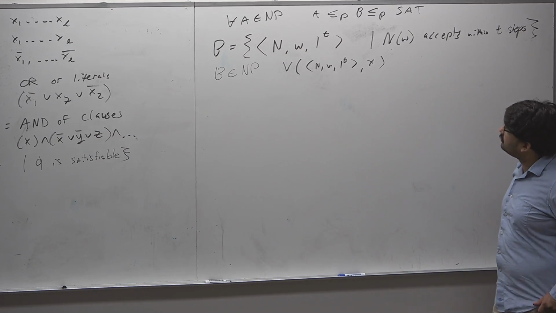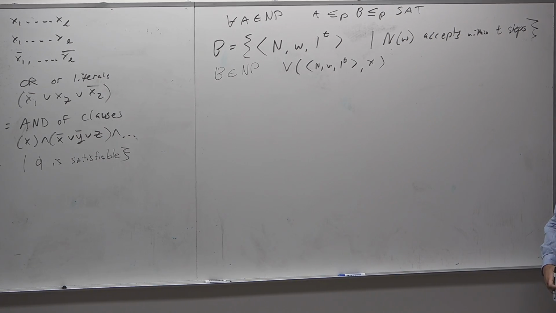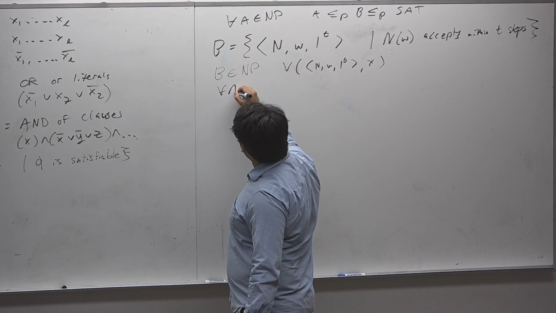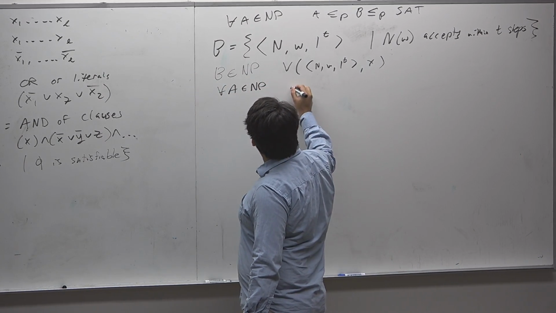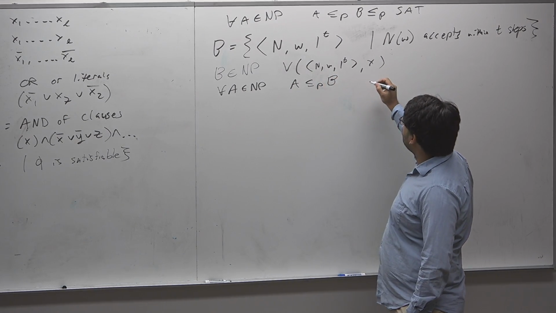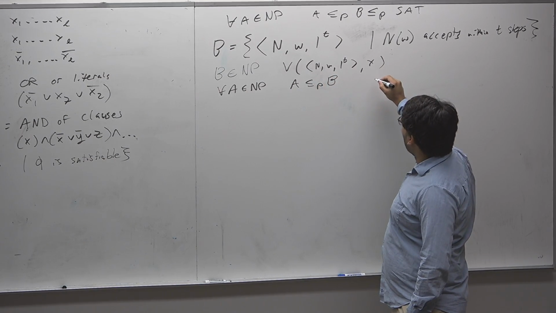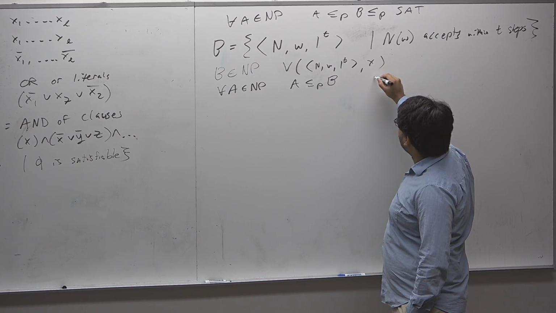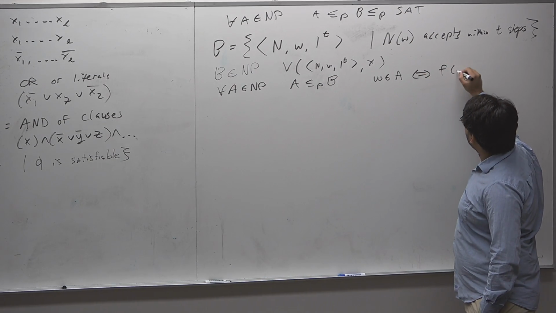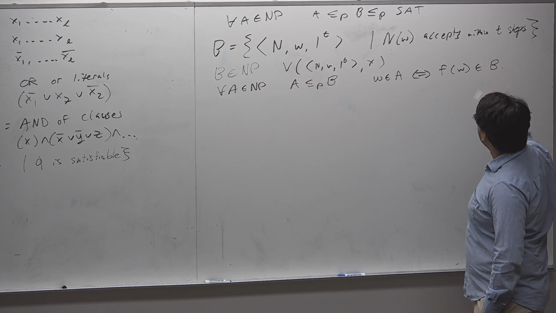In fact, it may surprise you that B is NP complete, right? We've proven B is in NP, so let's prove B is NP hard. How do we prove it? For all A in NP, there's a polynomial time reduction from A to B. This is not too difficult. We want a reduction such that W is in A if and only if F of W is in B, right?